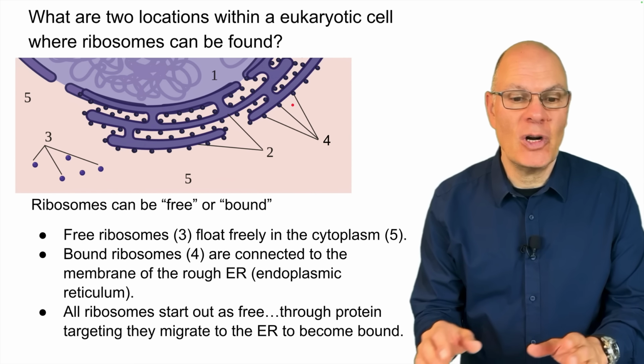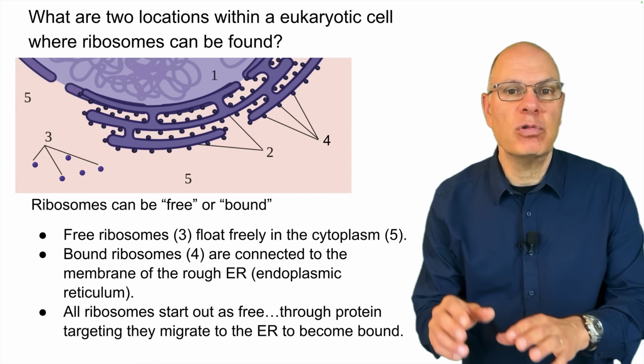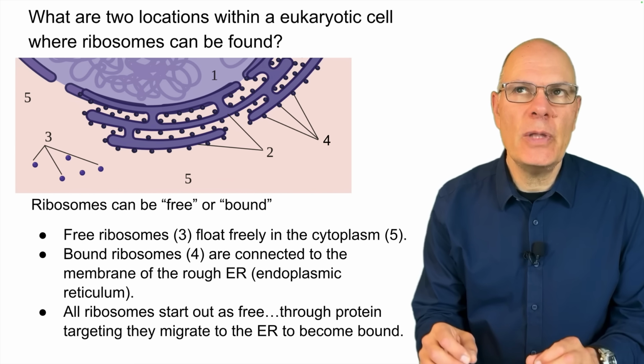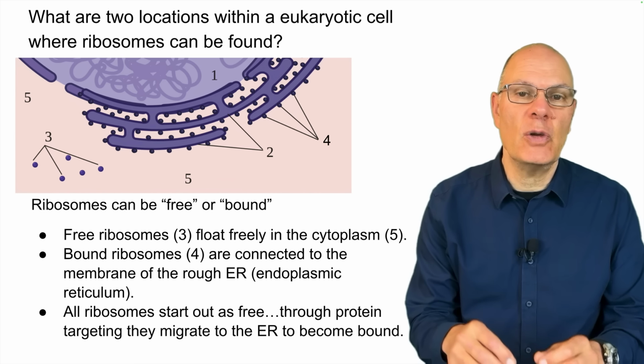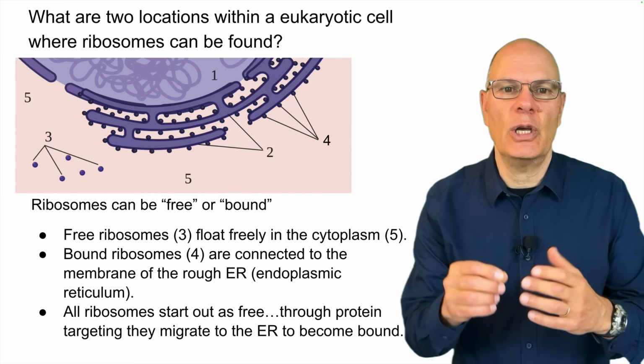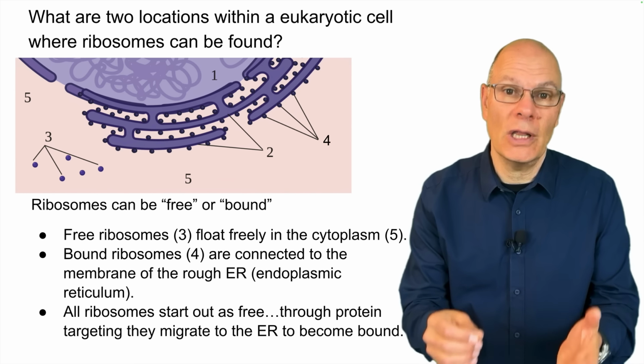All ribosomes start out as free, though through a process called protein targeting, they migrate to the ER to become bound. They do that if the proteins that the ribosomes are creating are destined to be put inside a vesicle so they can go to the Golgi or the membrane or a lysosome.